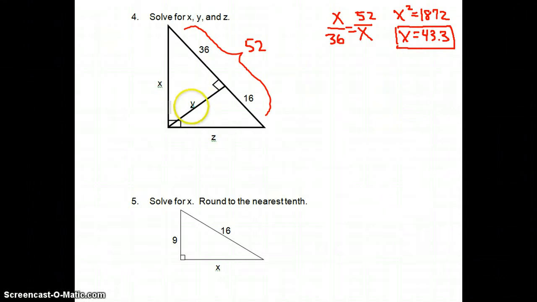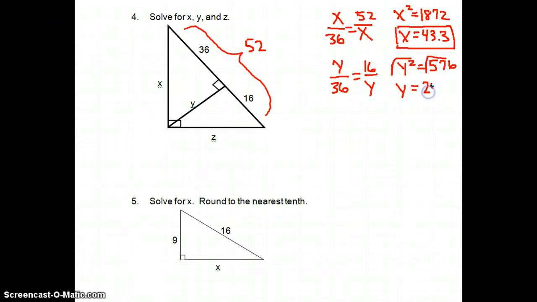And y. Y is right here. That's going to be the geometric mean of these two numbers. So y is the geometric mean, and we've got 36 and 16. So y squared equals 36 times 16. That's 576. And we're going to square root both of those. So y equals 24.